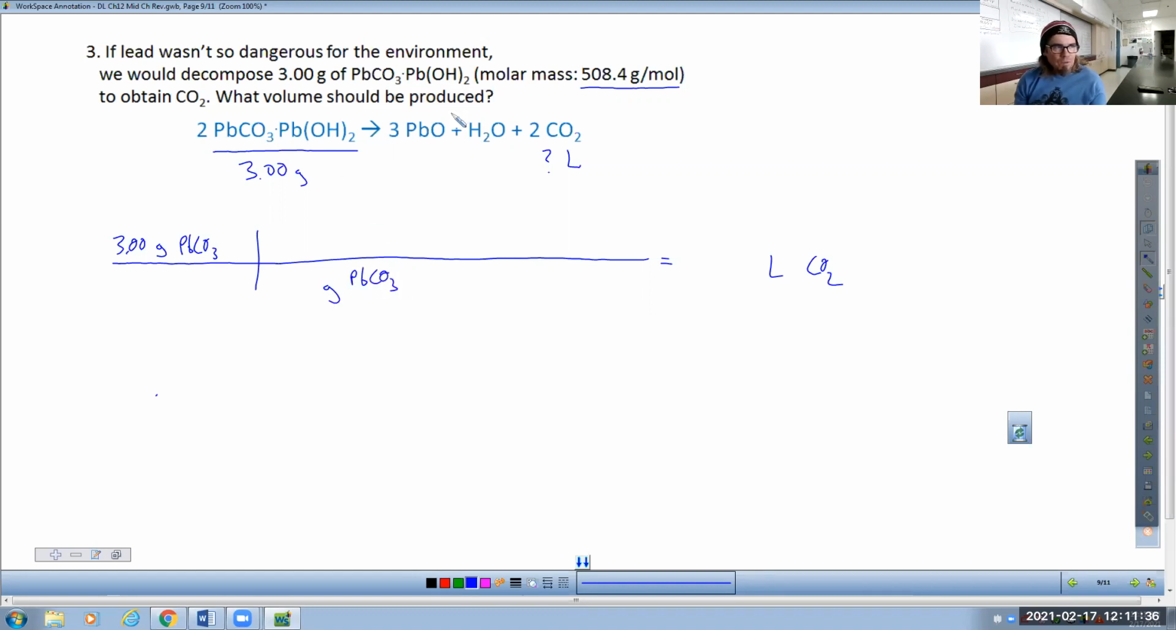I know the formula is bigger than PbCO3, but come on, we can't write that down every single time. It takes forever. Of course, I'm going to put the right mass here, though.